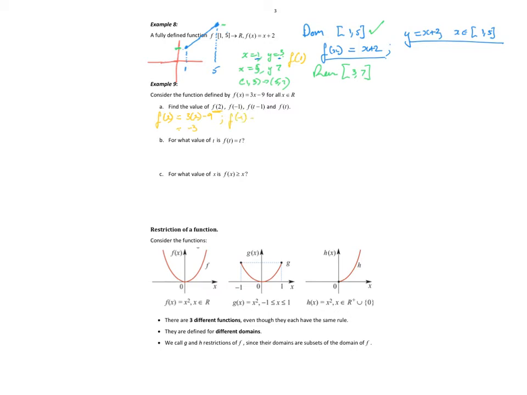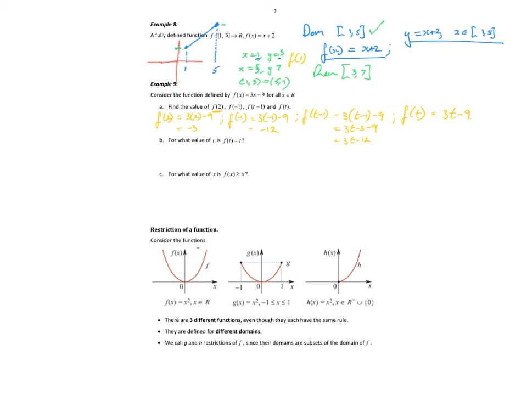F of negative 1 is equal to 3 times negative 1 minus 9, which is minus 3 minus 9, minus 12. F of t minus 1 simply means wherever I see x, I put t minus 1. Expand that: 3t minus 3 minus 9, 3t minus 12. And then finally, f of t is putting t in for x, which is just 3t minus 9. Okay, so that's what that function notation is.